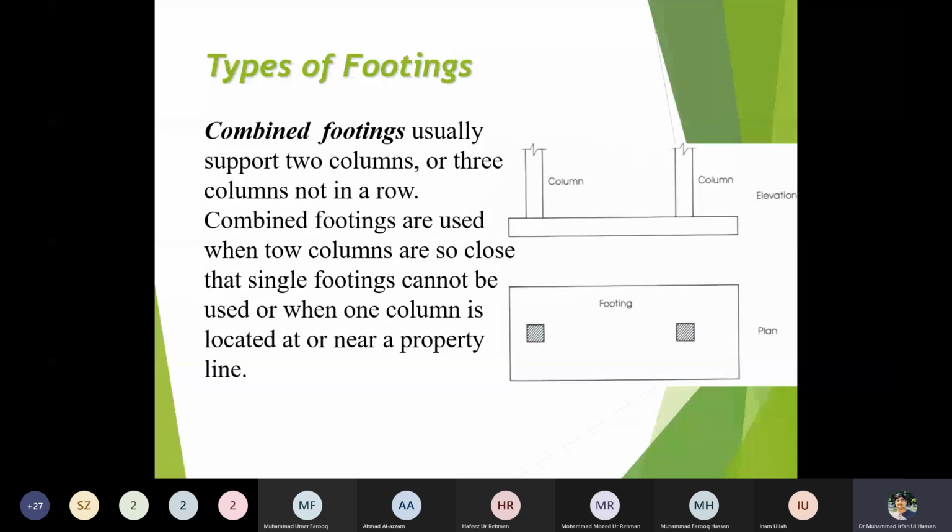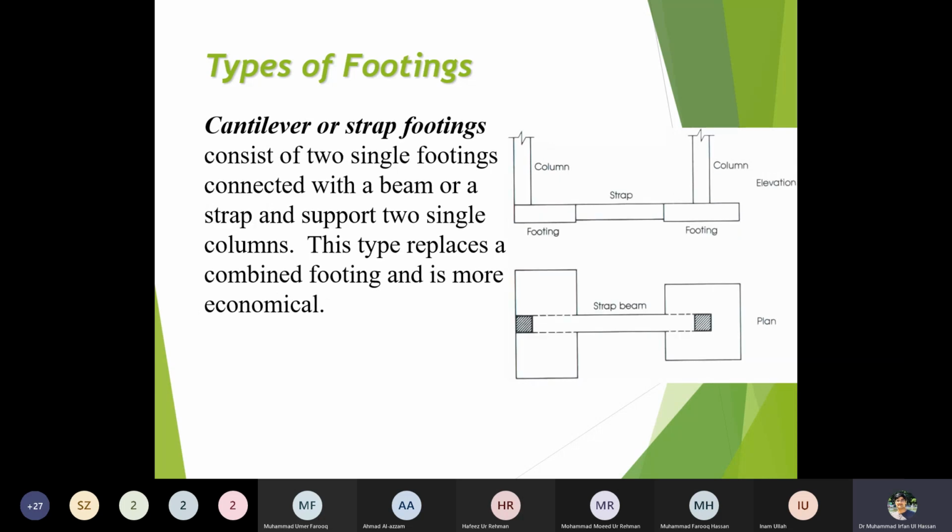You can join the two footings, and that is called the combined footing. Combined footings usually support two columns or three columns not in a row, because combined footings are used when two columns are so close that a single footing cannot be used. So when one column is located near the property line at the edge of the footing and the other column is in the interior zone of the building, you can join these two footings. A combined footing is basically the joining of two footings, when the areas are overlapping and the columns are too close.